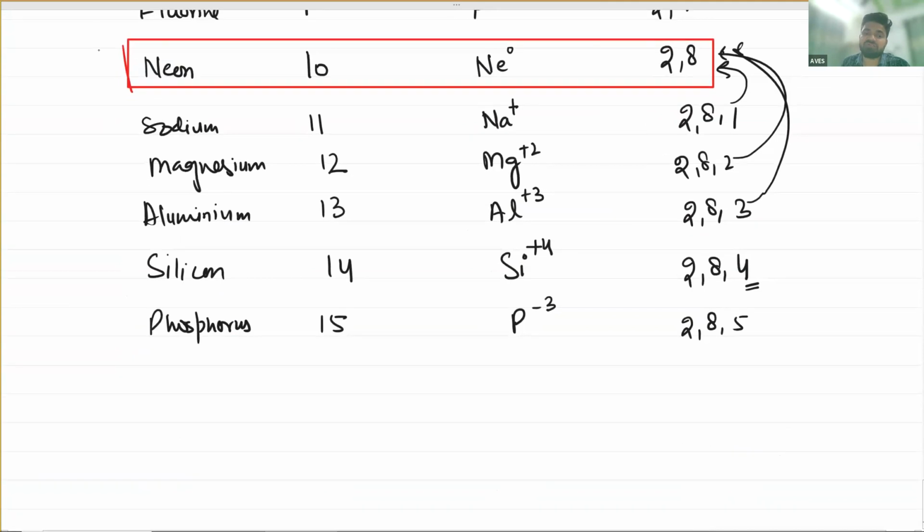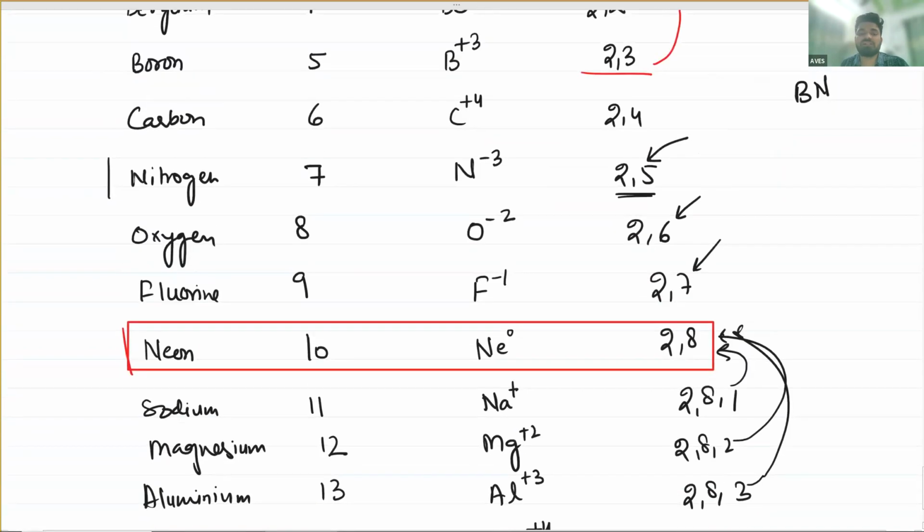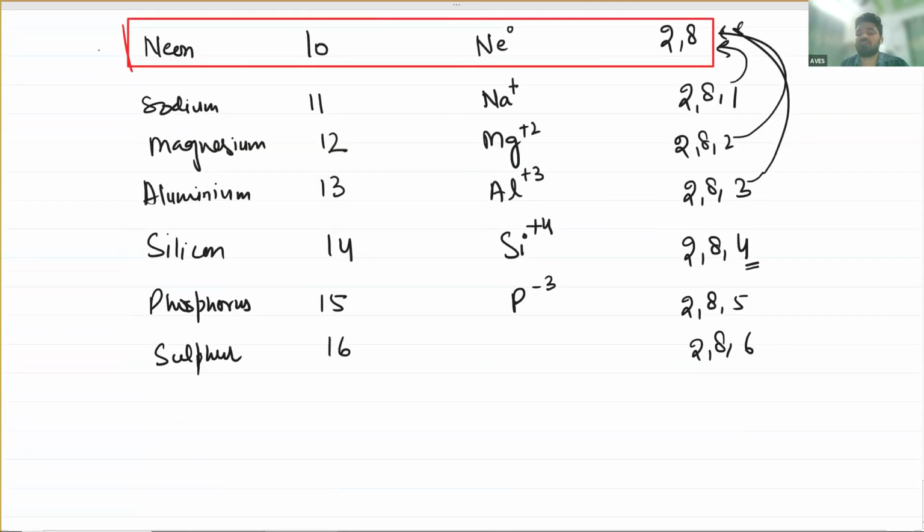Then after phosphorus, we have 16, sulfur. Sulfur, atomic number 16, electronic configuration 2,8,6. That is similar to oxygen, 2,6, so it will gain 2. Similarly, sulfur will also gain 2, so that will be S-2.